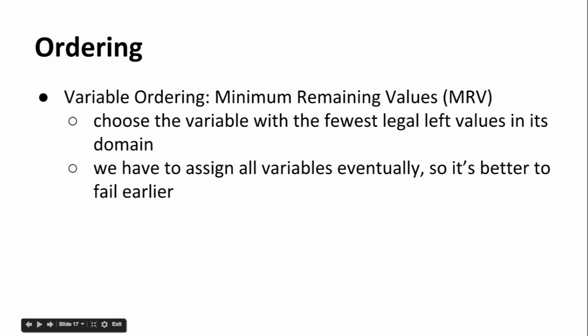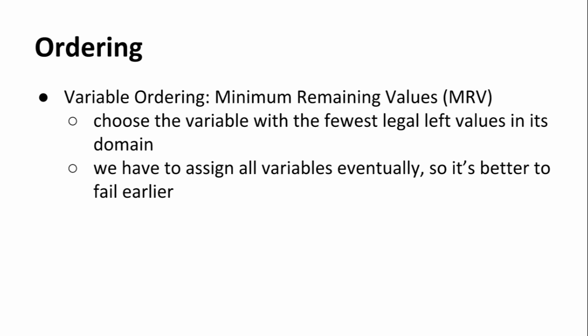So moving on, now we can talk about ordering, which is another optimization to our backtracking search. And ordering is going to determine which variable or which value we pick next. Okay, so let's talk about how we want to select our variables first. So for variables, the way that we want to pick is we want to select the variable with the fewest values left in its domain. And the intuition here is that we want to be able to fail fast, right?